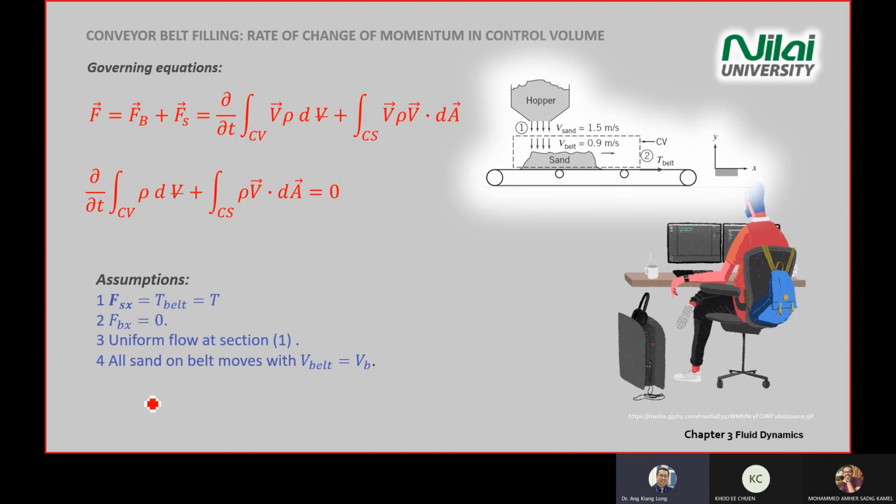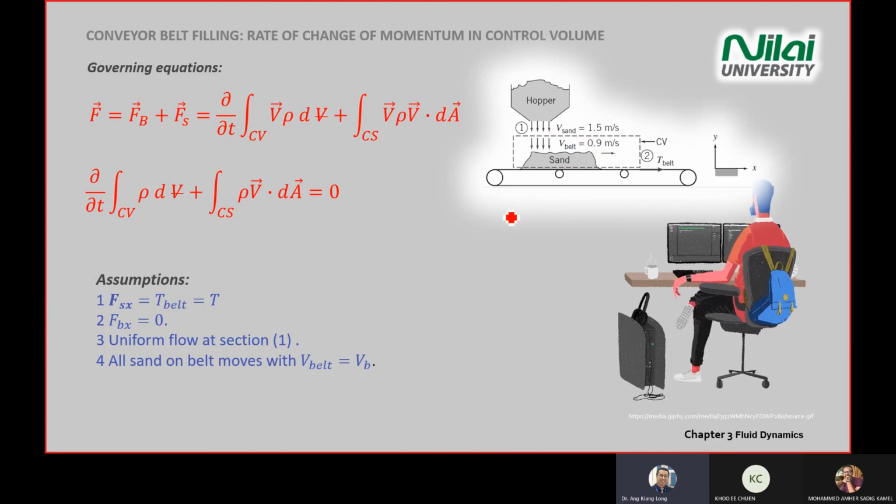Again, we have a few assumptions here. The first assumption is that our force in the x direction equals the tension of our belt. Our body force in the x direction will be 0, because gravity always points in the y direction. So if you consider only the x direction, you can cancel the body force. We have a uniform flow in section 1 here, and all the sand on the belt will move with the velocity of the belt.